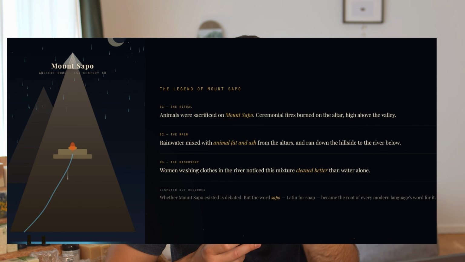And they say that this is why the soap was called soap, because it comes from the sacrifices that were made in Mount Sapo. So the problem with wood ash is that the strength of the alkali would basically vary from batch to batch. It would either be too soft or too harsh, making saponification very unpredictable.